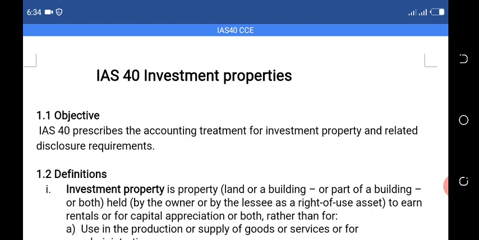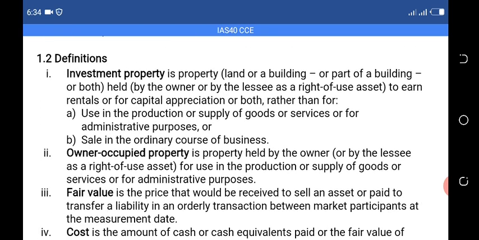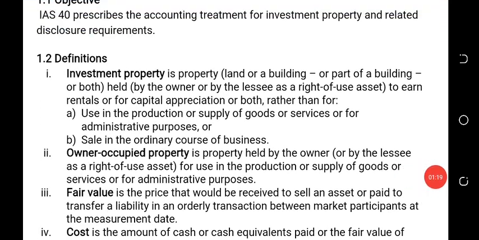Now let's look at some definitions according to the standard. One, let's define investment property. According to the standard, what is investment property? It's a property, land or a building. When we talk about investment property, it's always land or building, or parts of a building, or both. So it can be both land and building.